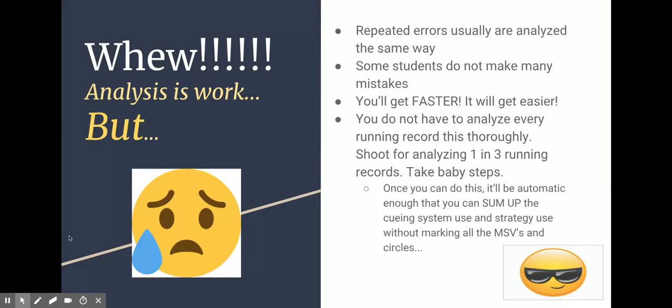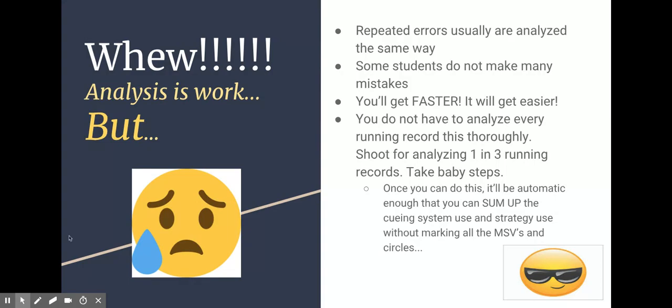But in reality, it gets better, it gets easier. Number one, repeated errors, like you saw with Stephanie's running record, are usually analyzed the same way every time. So that gets real quick. Some students don't make many mistakes. So analyzing a running record with just a couple of errors, that's easy. You'll also get faster, so it'll get easier. And you don't have to analyze every running record this thoroughly. Shoot in the beginning for analyzing 1 out of every 3 running records.